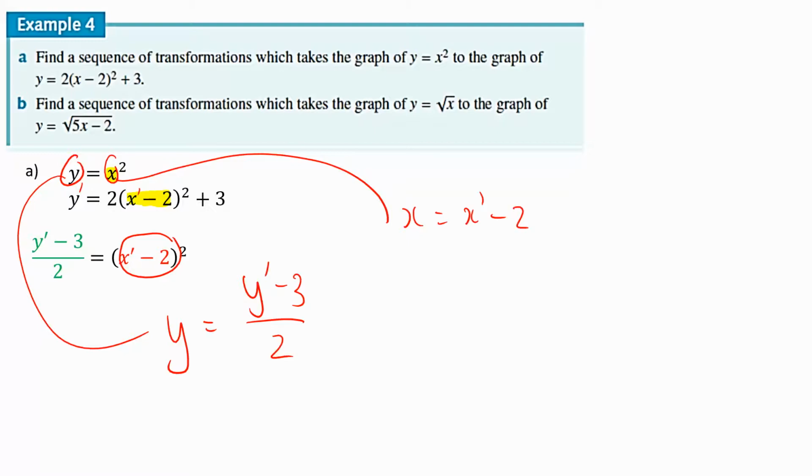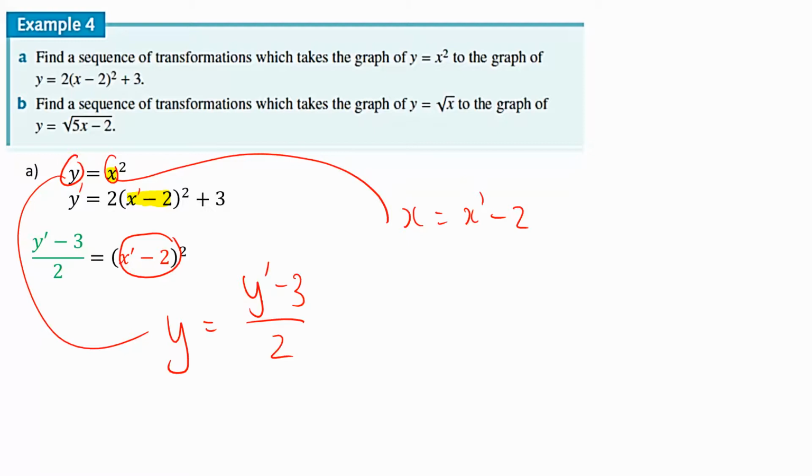So that's what you're replacing. You're saying something squared. What am I something squared here? That's my something. X dash minus 2 is being replaced with the x here. So that's why I can say x equals x dash minus 2. Over here, what am I replacing with the y? I'm replacing it with the green. That's why this is equivalent to y.